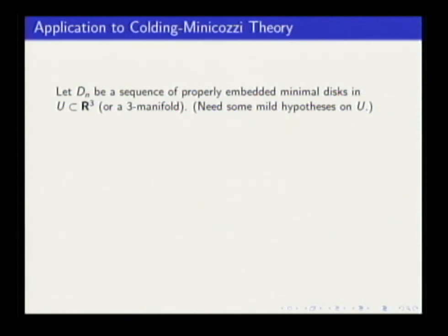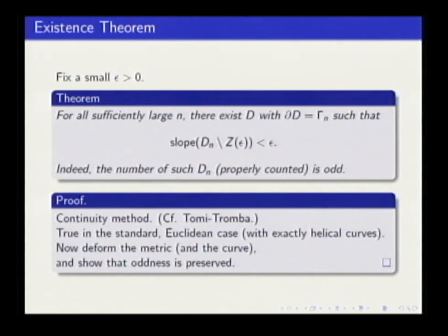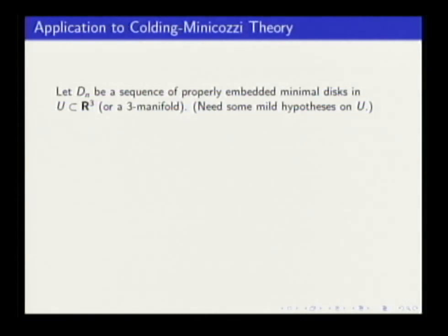So let's take any sequence of properly embedded minimal disks in an open subset U of R3, or more generally, an open subset of a Riemannian 3-manifold. You need some mild hypotheses on U. Let me not bother to state what those are. But for instance, any convex open set in R3 would work. Okay, so take a sequence of properly embedded minimal disks in an open set.